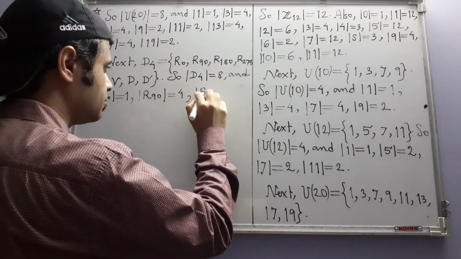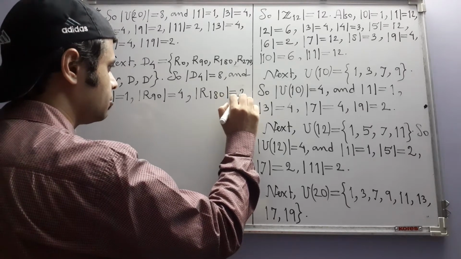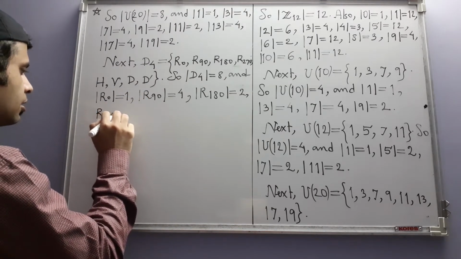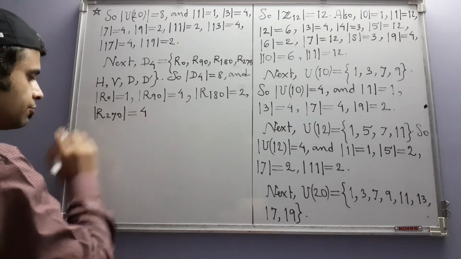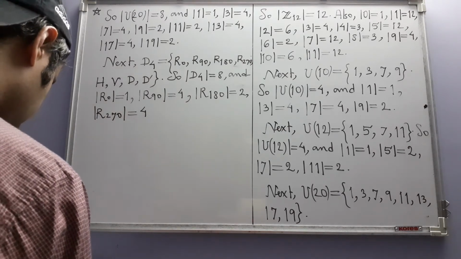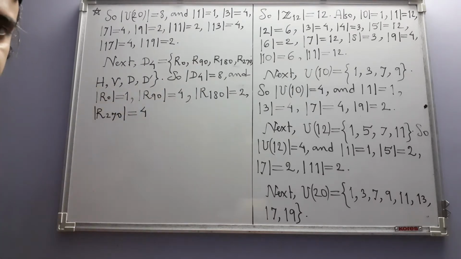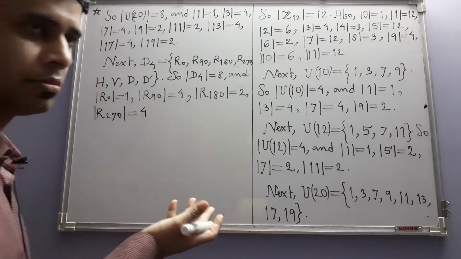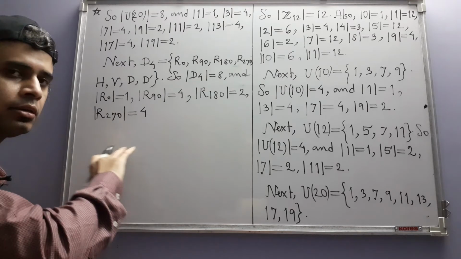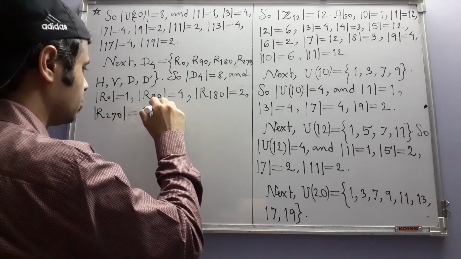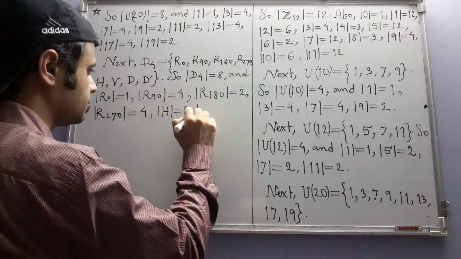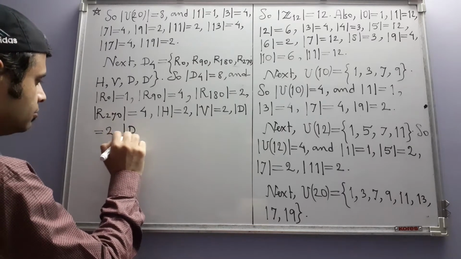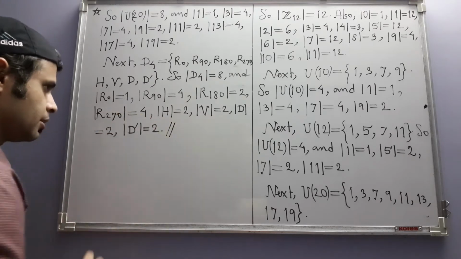For R180, however, the order is 2, because if you perform it 2 times in succession, you get back the original configuration. Just like R90, R270 also has order 4. And the rest of them are all reflections. The reflections have order 2 always, because if you reflect once and then reflect again, you bring the polygon, in this case the square, back to the original position. So for all of them the order is 2. So this completes the first solution.